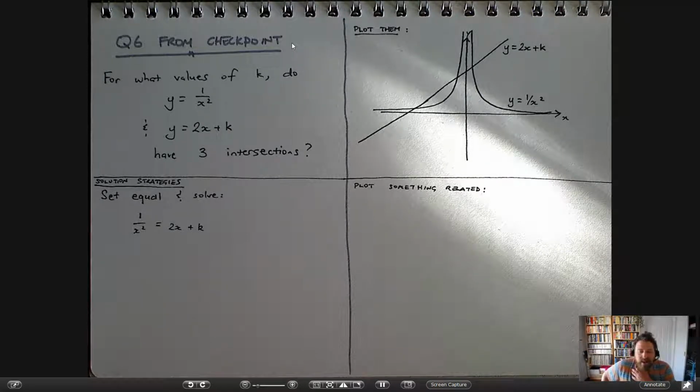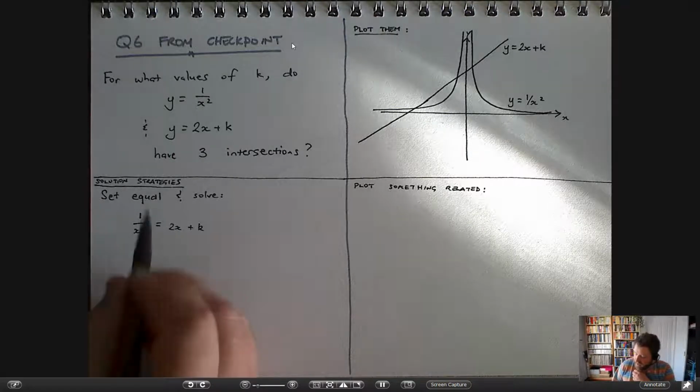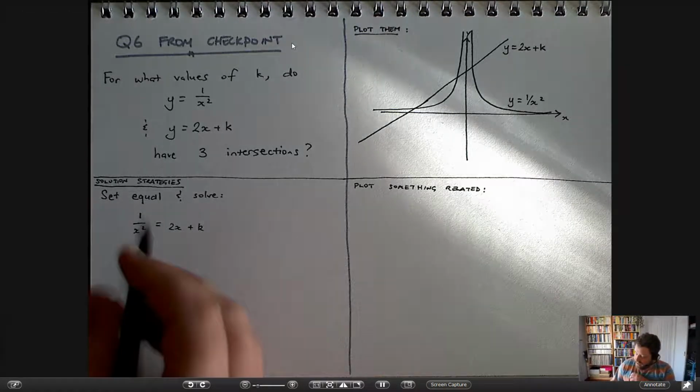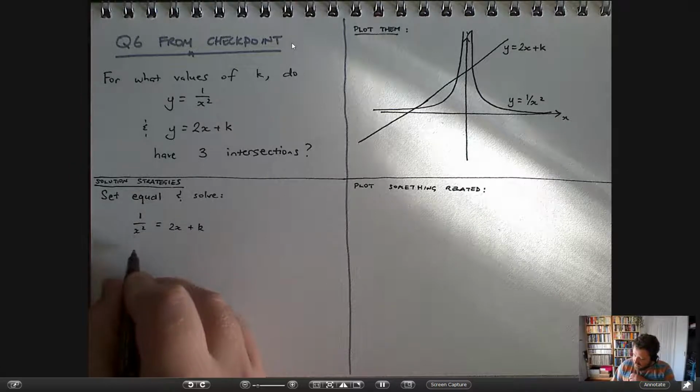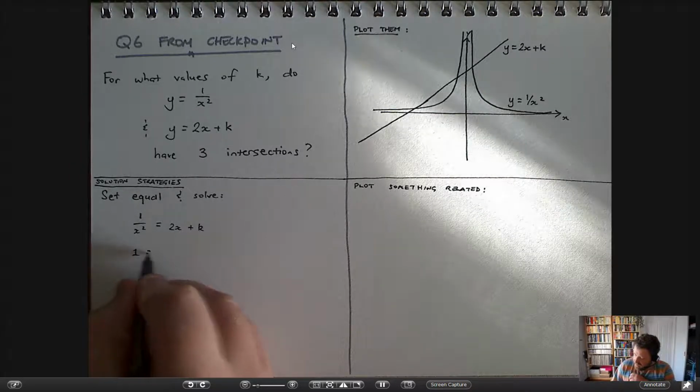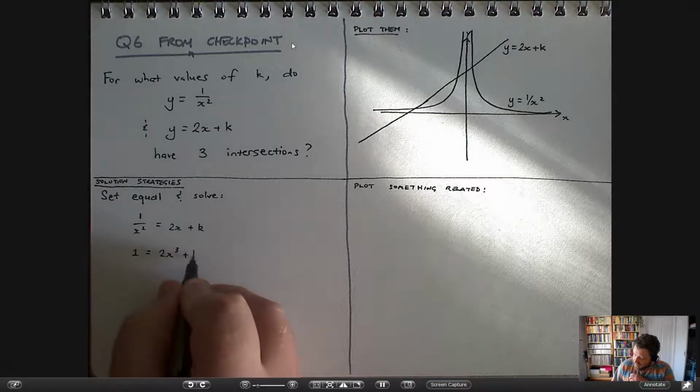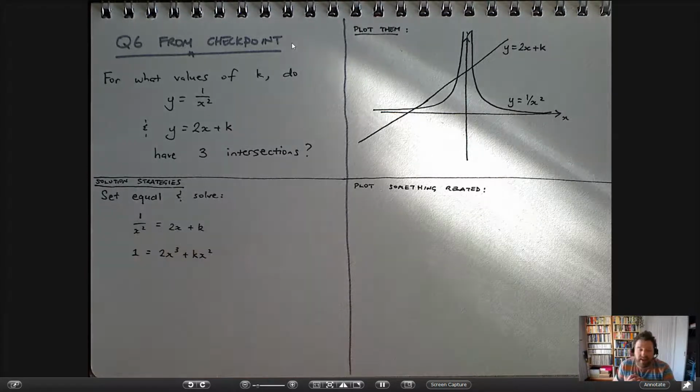But if you're being really clever, you might think, well, the biggest problem here is that we have a fraction with an x squared on the bottom. So let's multiply everything through by x squared. I'm going to multiply this by x squared and I get 1. I multiply this by x squared and I get 2x cubed. Multiply this by x squared and I get kx squared. And okay, starting to look a little bit better.